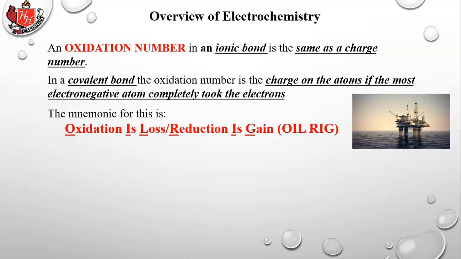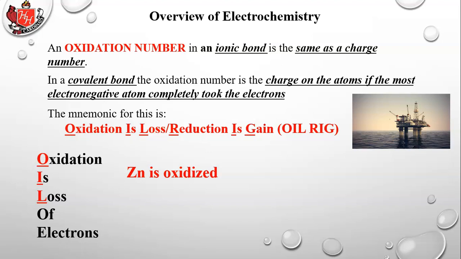The mnemonic for this is: oxidation is loss of electrons, reduction is gain of electrons, and so the mnemonic is OIL RIG. Oxidation is loss for OIL, reduction is gain for RIG. That picture, if you don't know what an oil rig is, is what they use out in the ocean to drill oil, and so that's called an oil rig. So just remember OIL RIG. Oxidation is loss, reduction is gain, and that's referring to electrons.